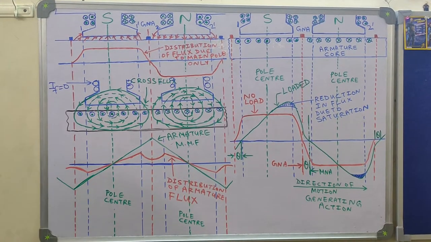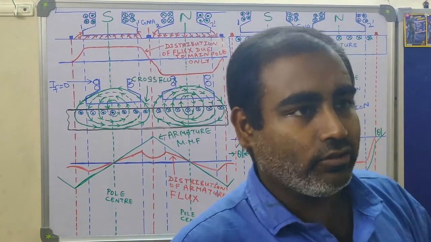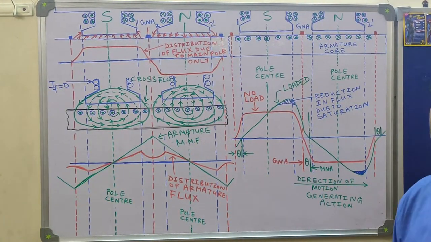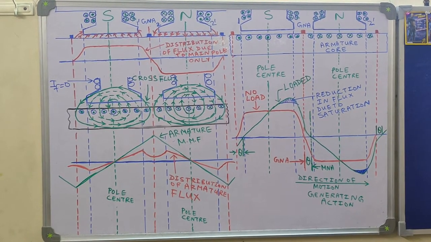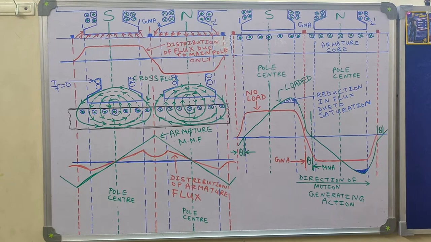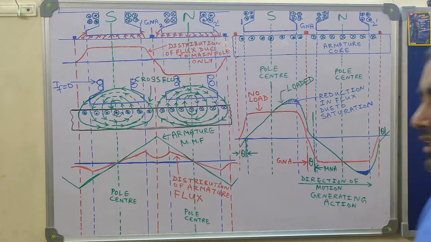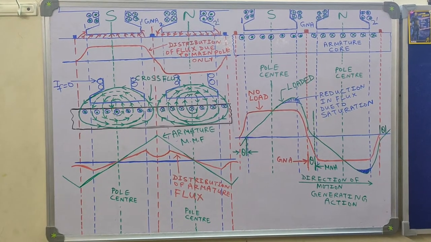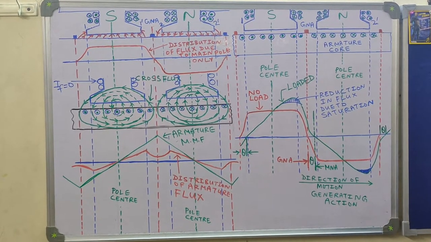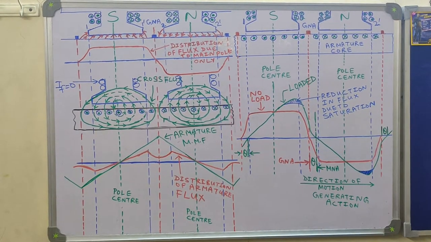Hello everyone. In this video lecture, we would like to find out the nature of flux distribution along the air gap periphery of a DC machine. For finding the nature of flux distribution along the air gap periphery of a DC machine, we are shown the developed view.